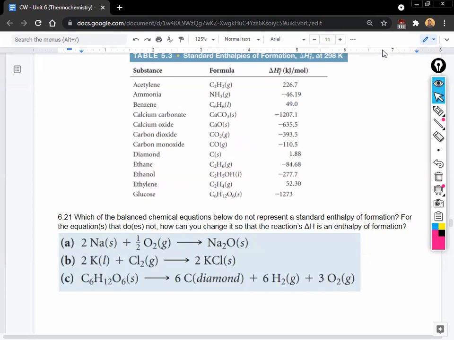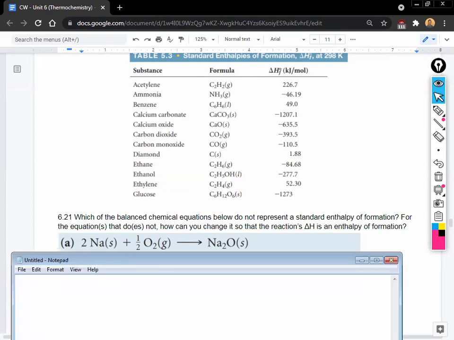Alrighty, guys. So what we're gonna do now is go through a couple of examples, and we're gonna see, hey, is this going to be an equation that represents the standard enthalpy of formation? Okay. So let's go through each example. We'll look at reaction A first. I'm gonna cover up the other ones just so that you guys are not distracted. Let's start with number A.